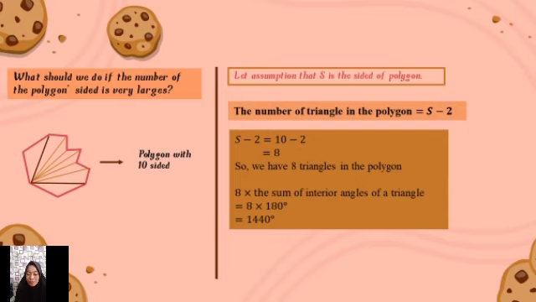So the sum of interior angles is 8 times the sum of the interior angles of a triangle, which is 8 times 180 degrees. So we have 1440 degrees.